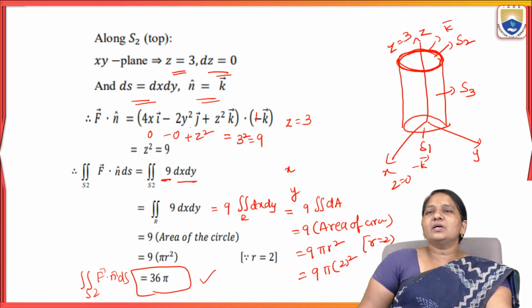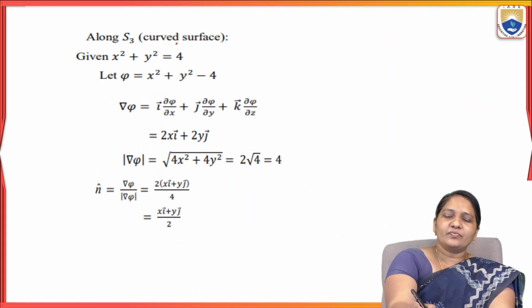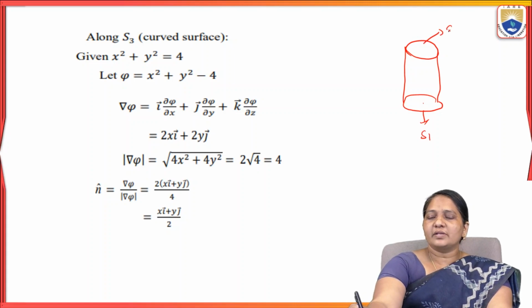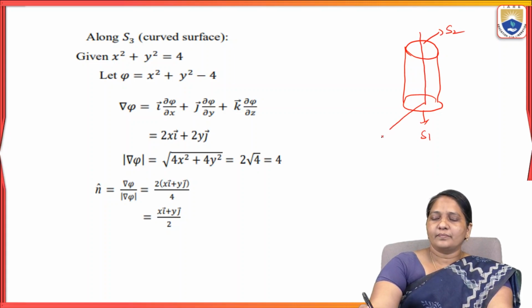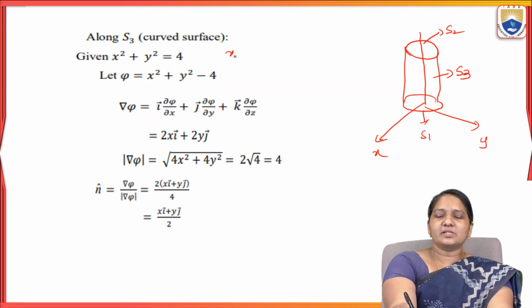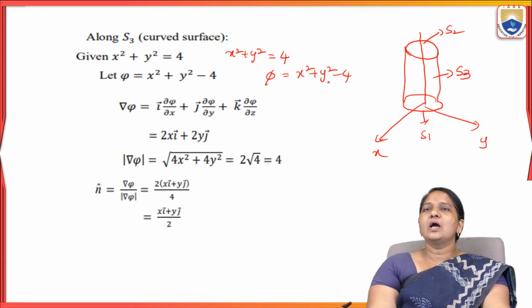Now we are going to evaluate the third surface. What is the third surface? This surface is like this. This is the first surface, this is the second surface, and this is the third surface. So this is the curved surface we are calculating here. The given cylinder is x square plus y square equal to 4. We take this as phi, so phi equals x square plus y square minus 4.